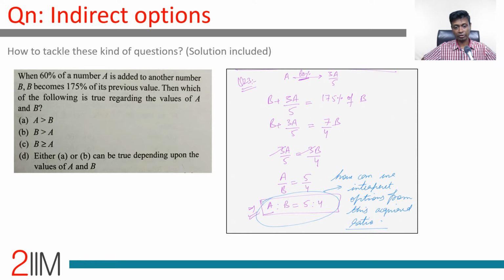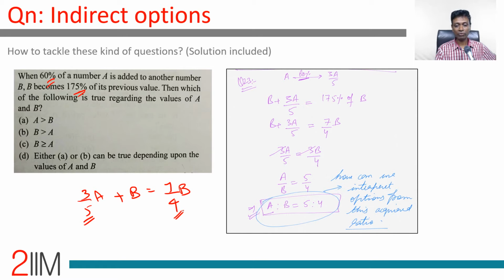This method out here is reasonable. I'm not sure about the question that much. I'll tell you why. The key thing here is to imagine these numbers as wonderful fractions. 60% of a number A, that is 3 by 5 A, is added to B to give 7 by 4 B. The key point is to be able to write 60% as 3 by 5 and 175% as 7 by 4. Then you're through. Then which of the following is true regarding the values of A and B?